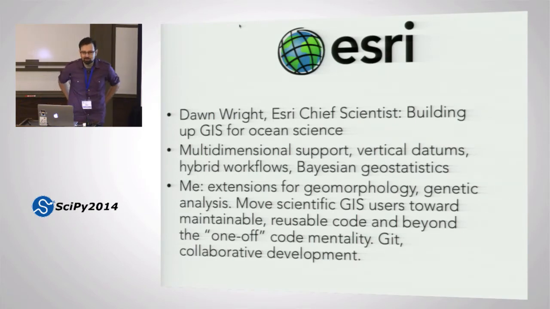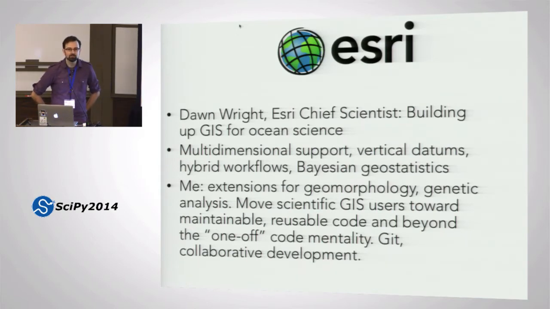NCEAS was an amazing place to work, but it was also soft money, and the uncertainty of knowing where your next paycheck was coming from was challenging at times. So I'm working for Dawn Wright, who's Esri's chief scientist, and she's an academic herself. She comes from Oregon State University, and she took over this job as chief scientist of Esri. One of her core goals is really trying to promote ocean science work within what Esri does.